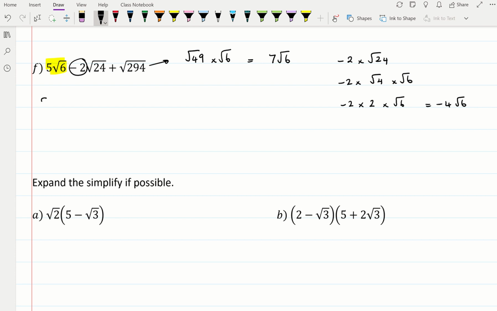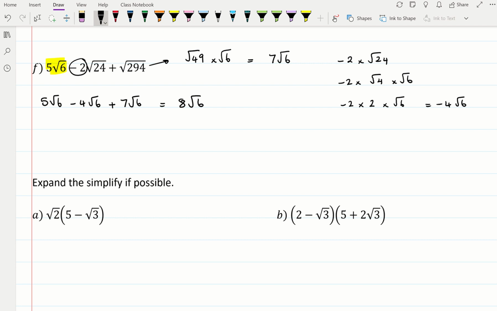So this is what I've got. 5 root 6 minus 4 root 6 plus 7 root 6. So 5 take away 4 is 1, plus 7 is 8 root 6. 8 lots of root 6.